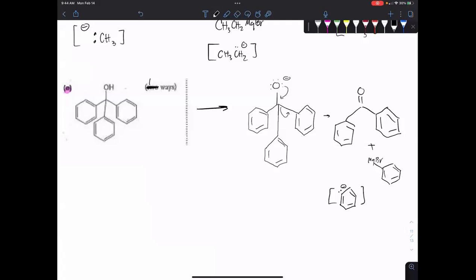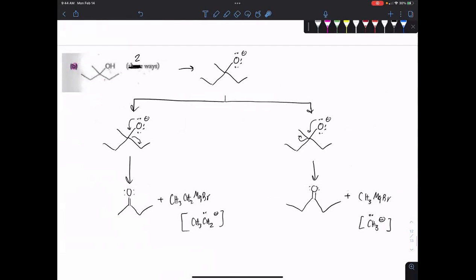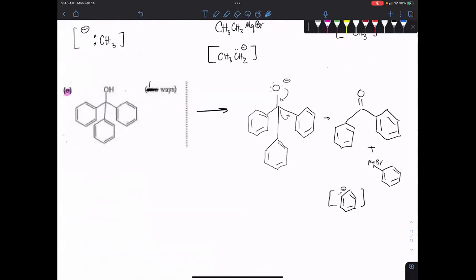Go ahead. Here's what I did. I did elimination, right? I broke off one of the aromatic rings, and then for the Grignard, I got this. This is what I got, and it came from this. Is that right? It's no different than the ones we were doing. It's just the Grignard is going to be different. That's it. So yeah, that's good.